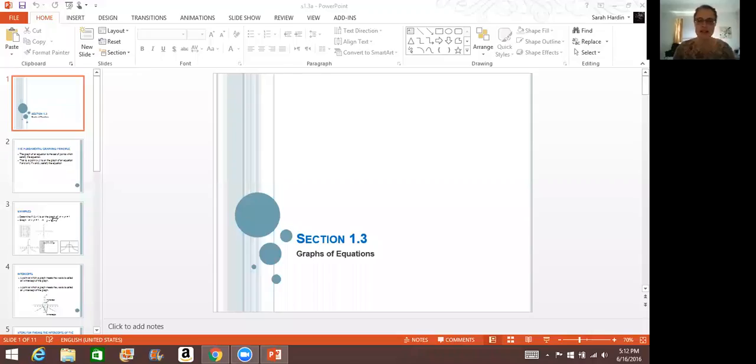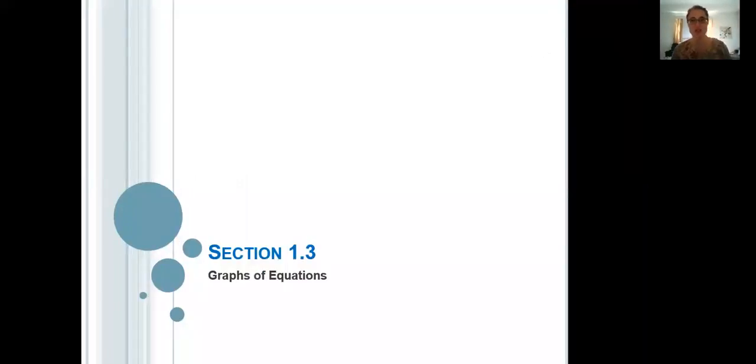We're going to go ahead and keep on working through Chapter 1, and we're going to talk about Section 1.3, which is about graphs of equations. Now, last section we talked about relations, and it's a really short section. And we just introduced the fact that relations give us a tie between an x value and a y value. Now we're going to talk about graphs of equations.